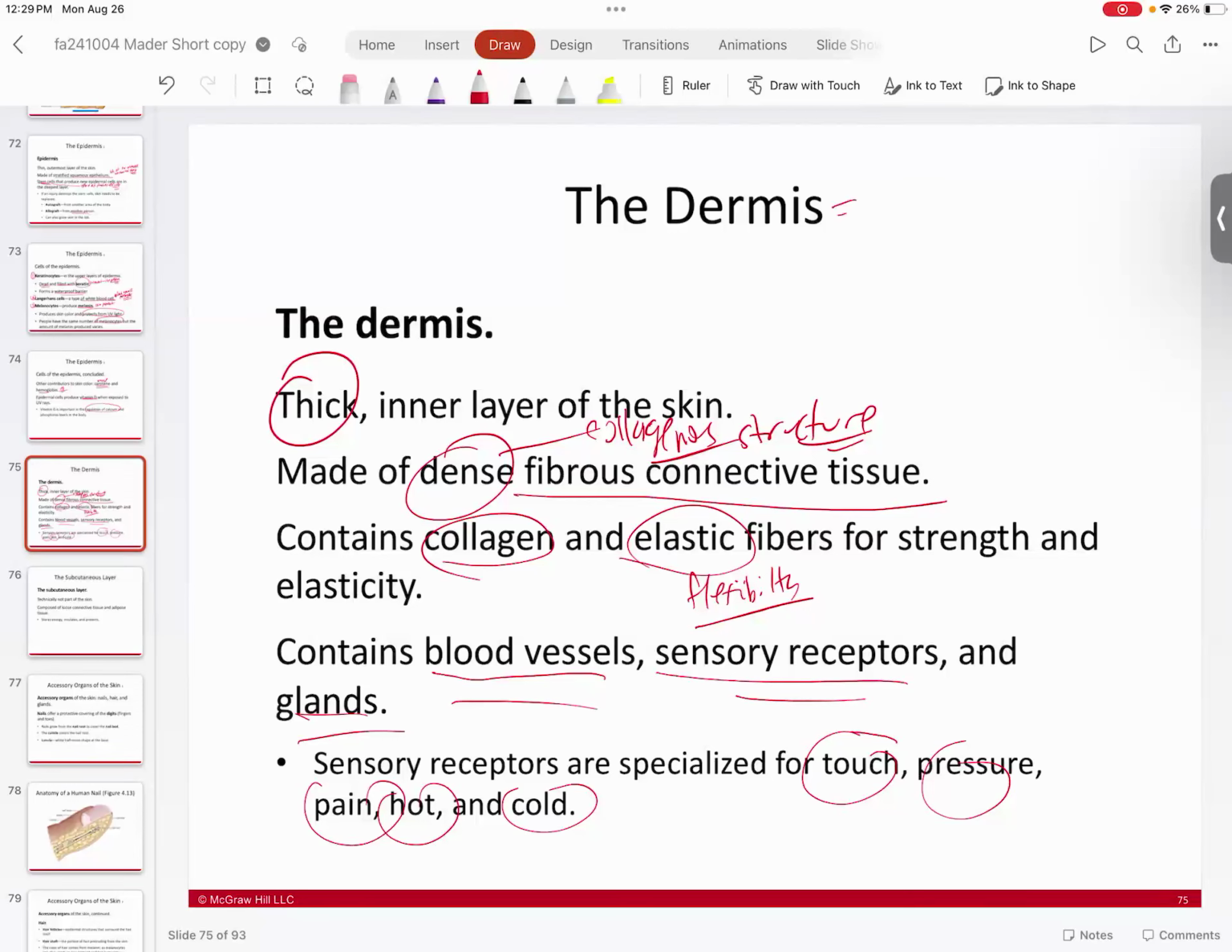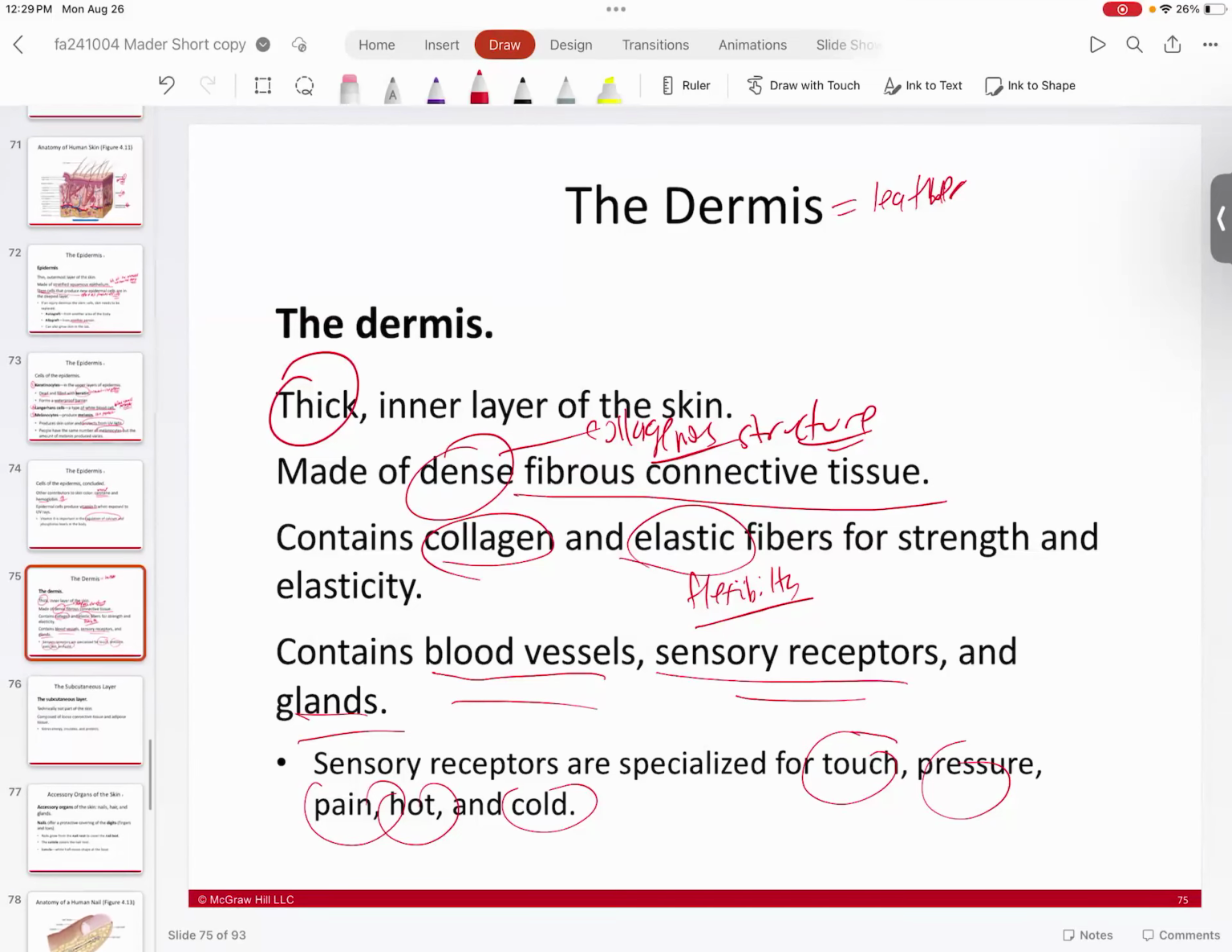The dermis, by the way, if you're wondering, is the leather. So for those of you who tan leather, you have that tough, leathery piece, and you maybe make clothing out of it. The leather is actually the dermis of the organism.